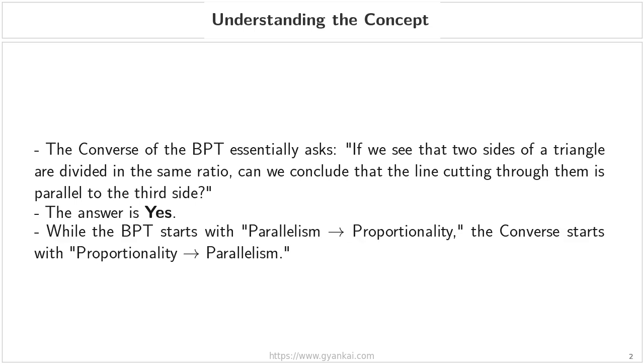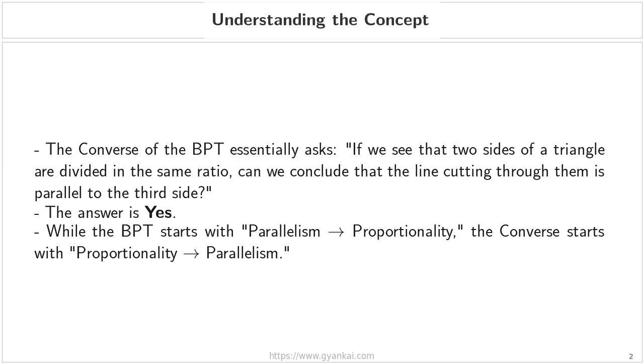To help you keep this straight in your mind, I want you to look at the direction of the logic. In the BPT we studied previously, we started with the fact that lines are parallel and used that to find the ratio, so we move from parallelism to proportionality. But with the converse, we are reversing that flow. We start with the known proportionality of the segments and use that to prove parallelism. It is essentially the logical mirror image of what we learned in the last lesson.